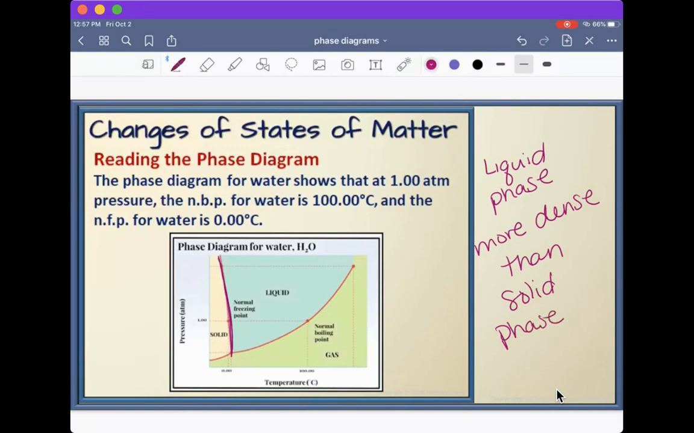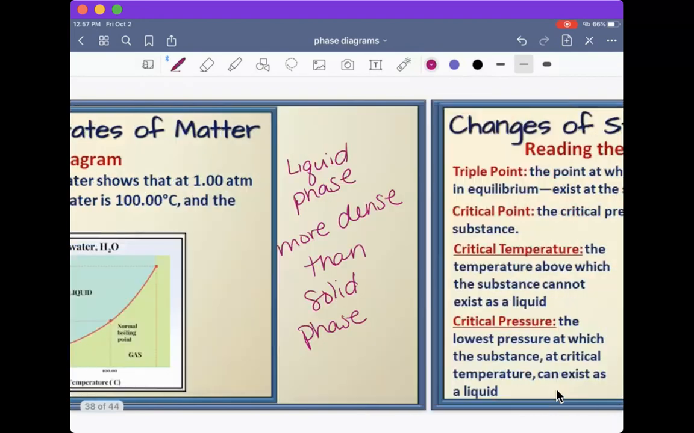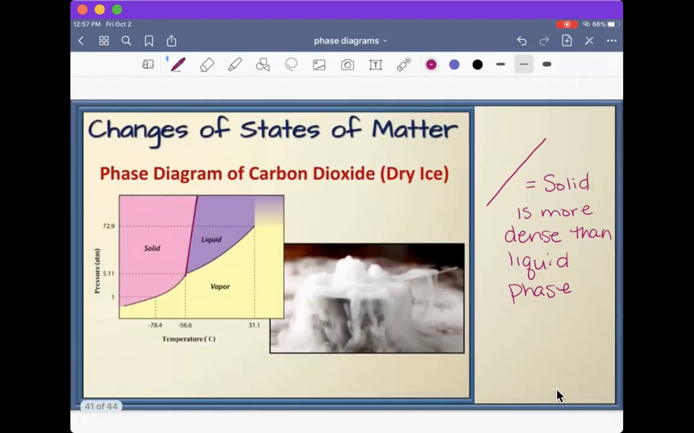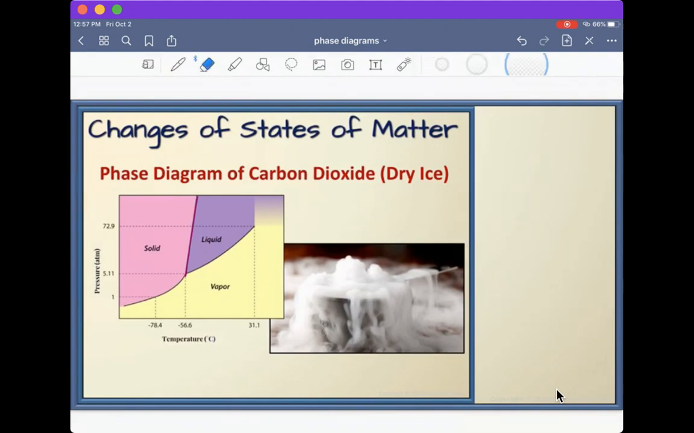This is the only substance whose liquid phase is more dense than its solid phase, so there aren't too many that'll have that kind of negative sloping liquid-solid line. Most of them will look very similar to the carbon dioxide dry ice line. I just wanted to point that out to you because you might see that pop up in a question here or there.